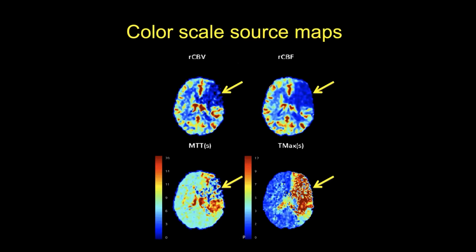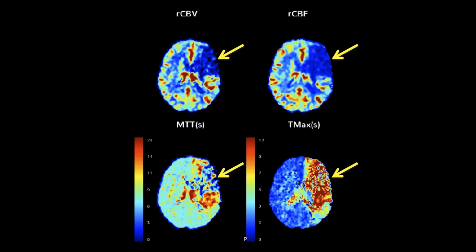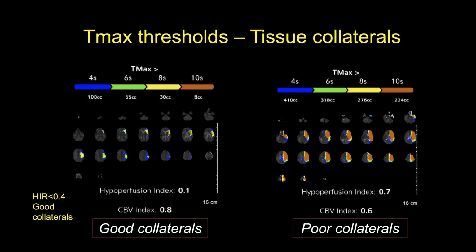The other pieces of the CTP map are going to be these color scale source maps. I always like to look at them because visually it can tell you, like in this example, the CBV is decreased in that left anterior MCA, same thing with the relative CBF. And time to peak and the Tmax basically are increased. So you can see that this is an area of critical hypoperfusion.